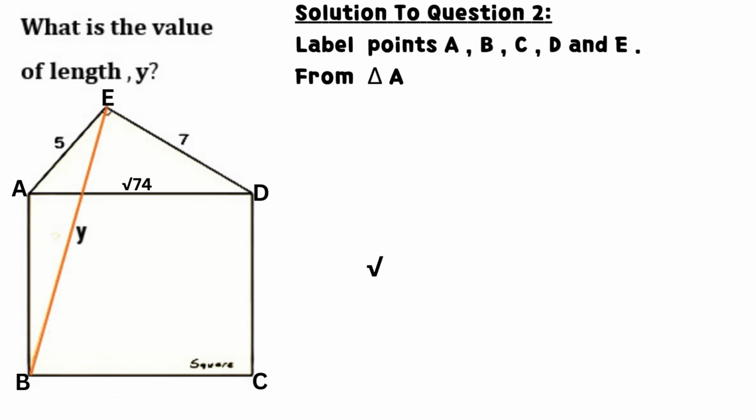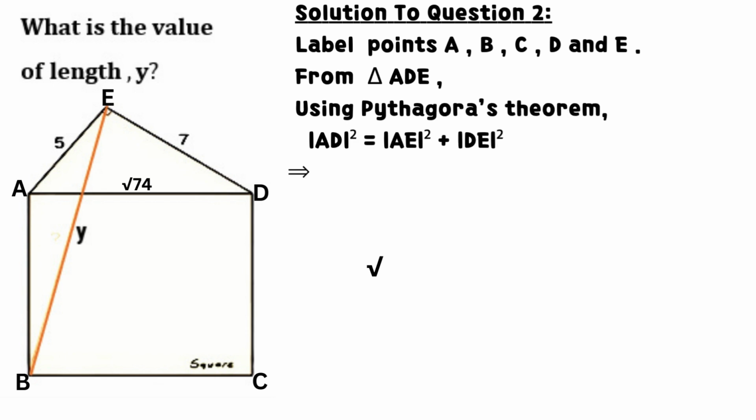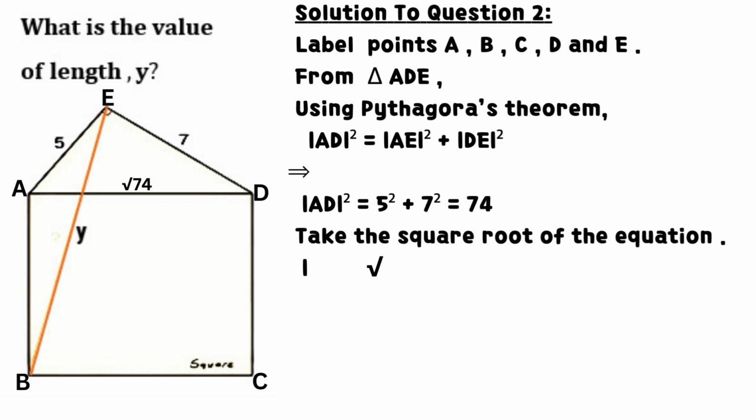Solution to question 2. Label points A, B, C, D and E from triangle ADE. Using Pythagoras' theorem, the square of AD equals the sum of the square of AE and the square of DE. It follows that the square of AD equals the sum of the square of 5 and the square of 7, which equals 74. Take the square root of the equation. We obtain that AD equals the square root of 74. We call it equation 1.